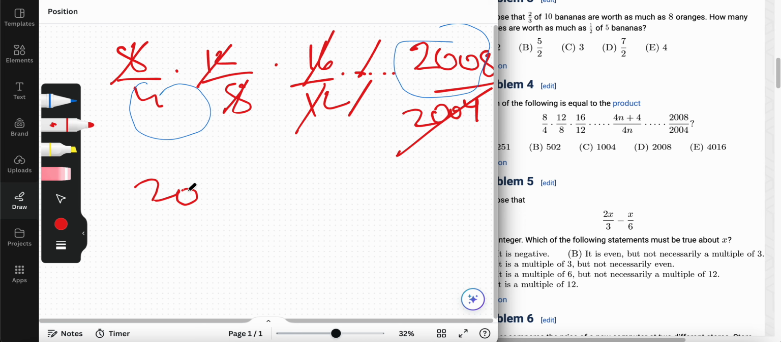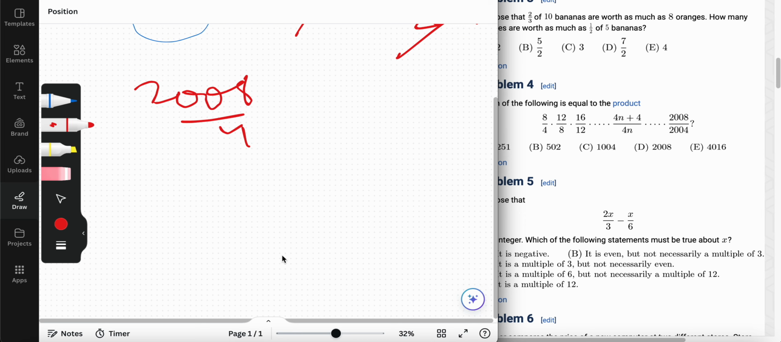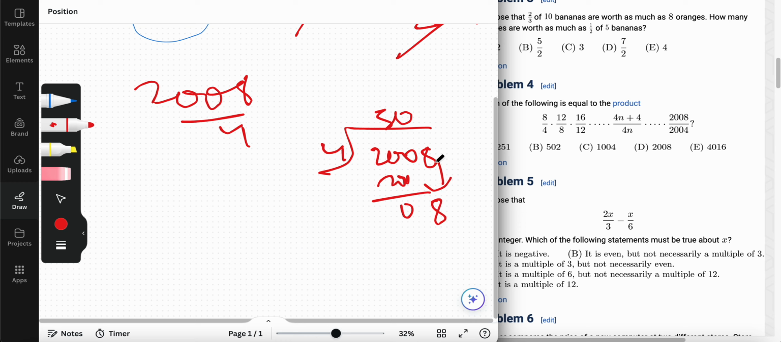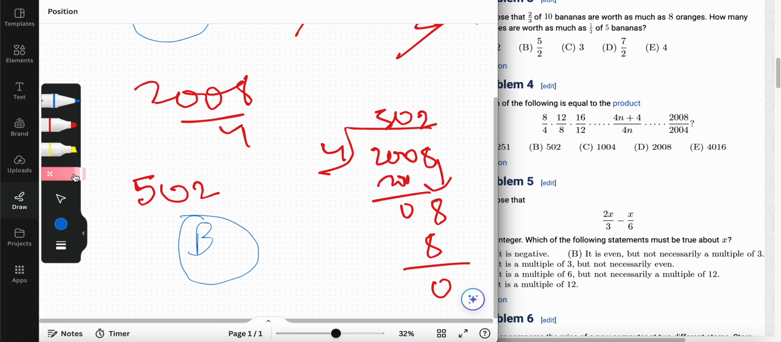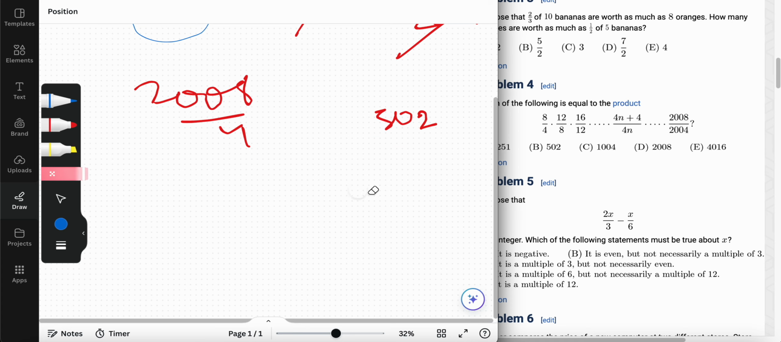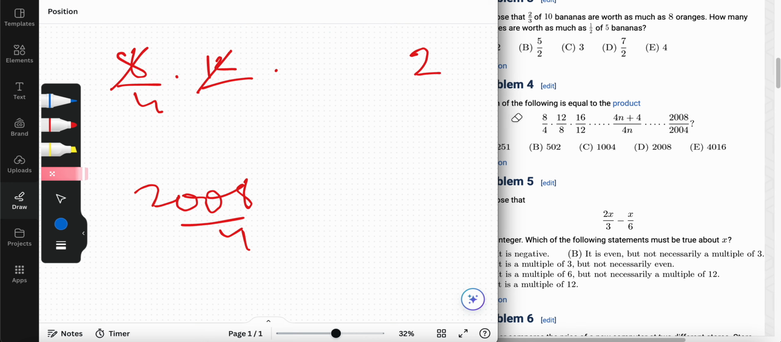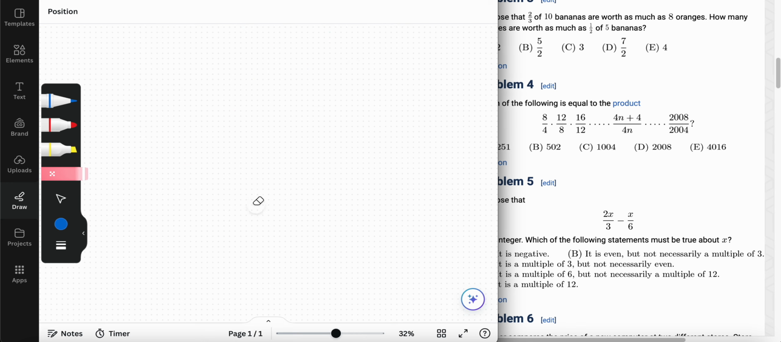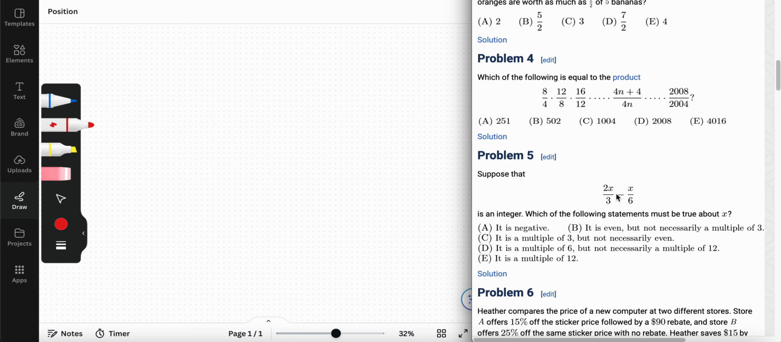So it should just be 2008 over 4, and if I do the division over here, I get 4 times 50 equals 200, 8 comes down, 2, 8, and then 0. So my final answer should just be 502, which is B. Okay, moving on. Problem 5.